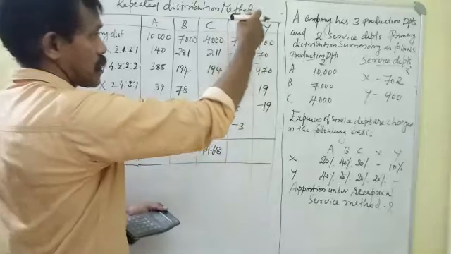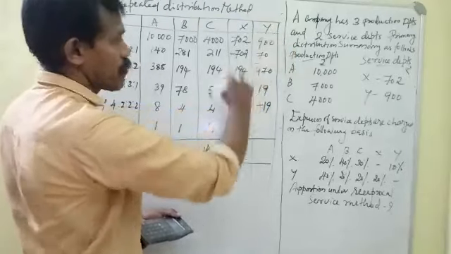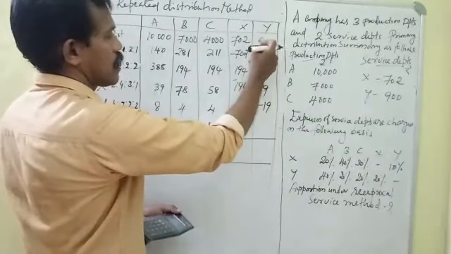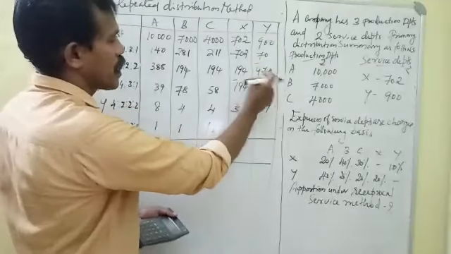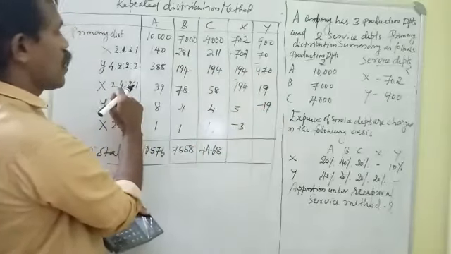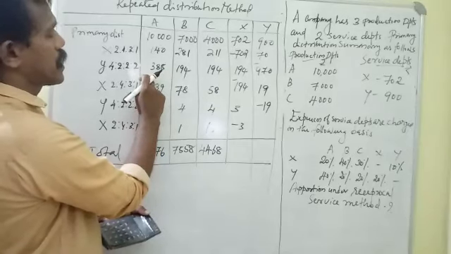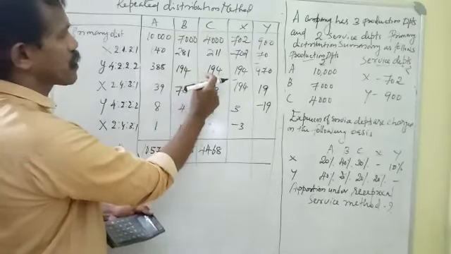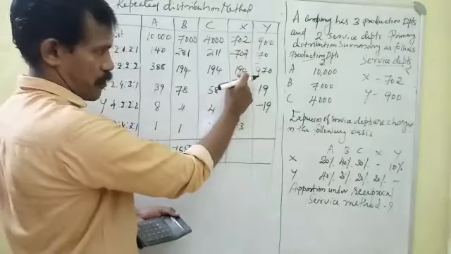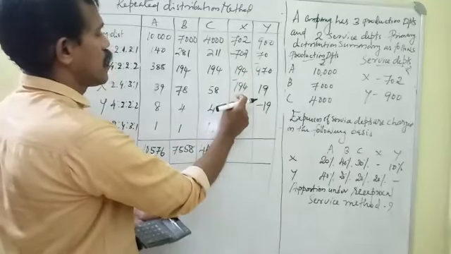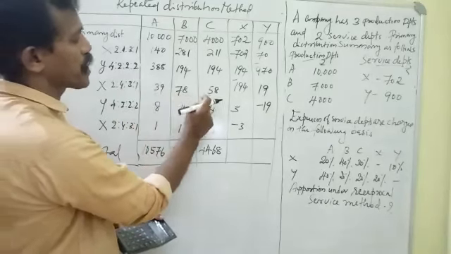Then after that we distributed the overhead total of Y among other departments. Here already Y is 900, then we distributed 70, then the total comes to 970. We distributed this 970 among all other departments in the ratio 4 is to 2 is to 2 is to 1. Then A got 388, B 194, then C 194, and then X 194. Now we have in the column of X 194. We distribute this 194 among other departments in the ratio 2 is to 4 is to 3 is to 1, then 39, 78, 58 and 19.